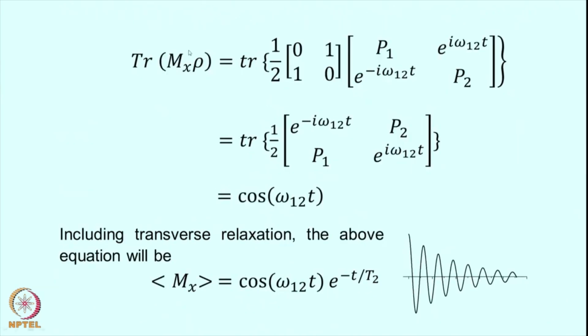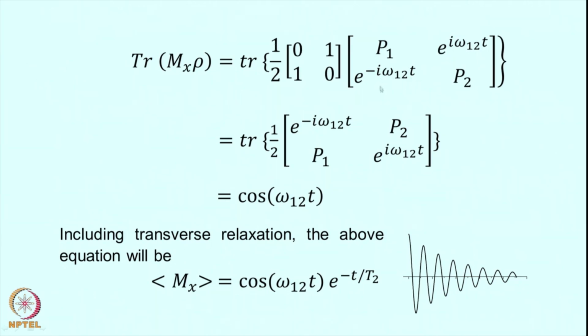Okay. So let us exactly calculate it now. Earlier you remember we calculated the matrix representations of the Ix operator. Ix operator was half 0 1 1 0 for a one spin system. This is half 0 1 1 0, and the density operator is here, this is P1 P2 e to the I omega 1 to t e to the minus I omega 1 to t.